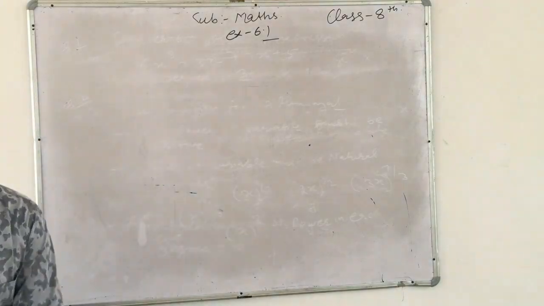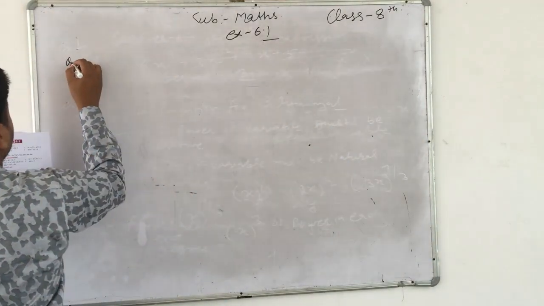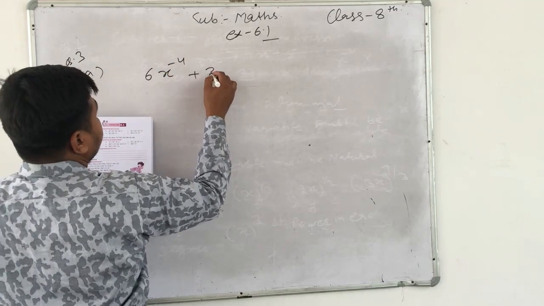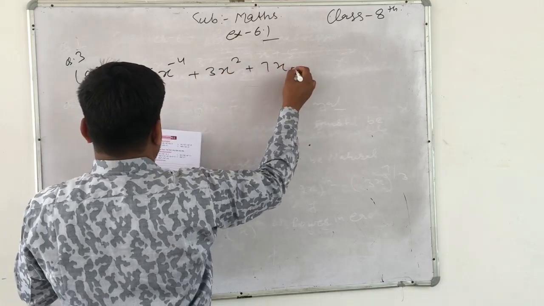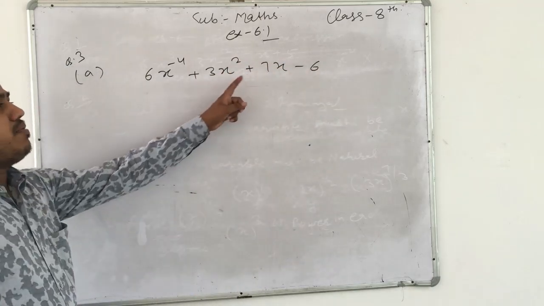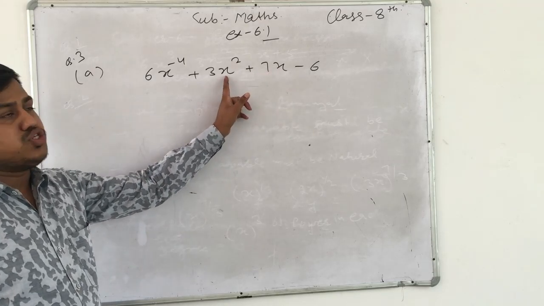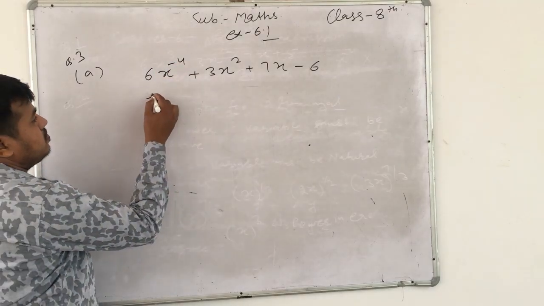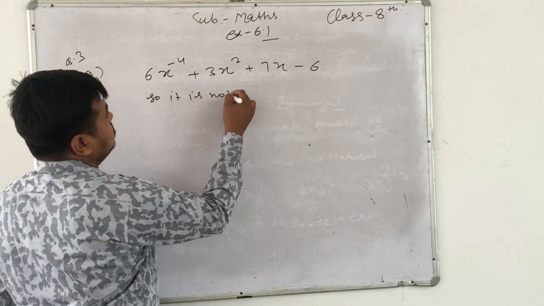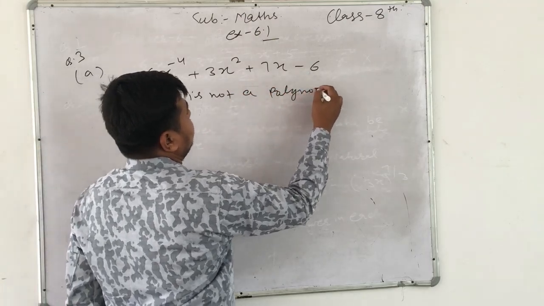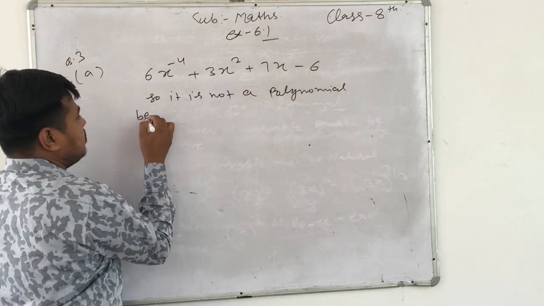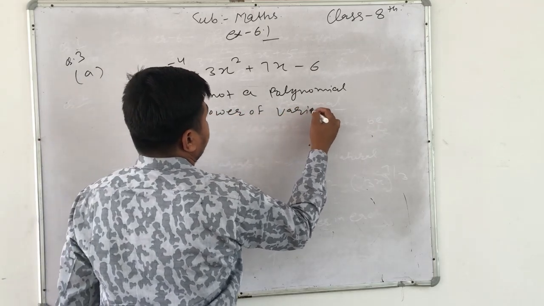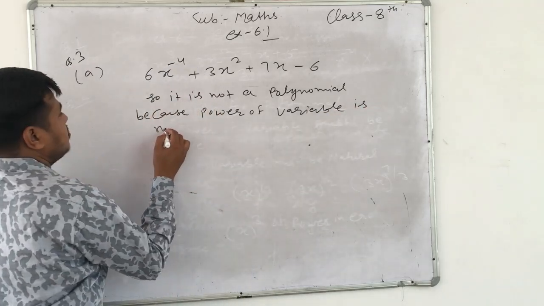Look at the first part of question number 3. What is given in the first part of question number 3? 6x power -4 plus 3x square plus 7x minus 6. Here the power of variable is positive, also positive, but in this term the power of variable is -4. So it is not a polynomial because the power of variable is negative.